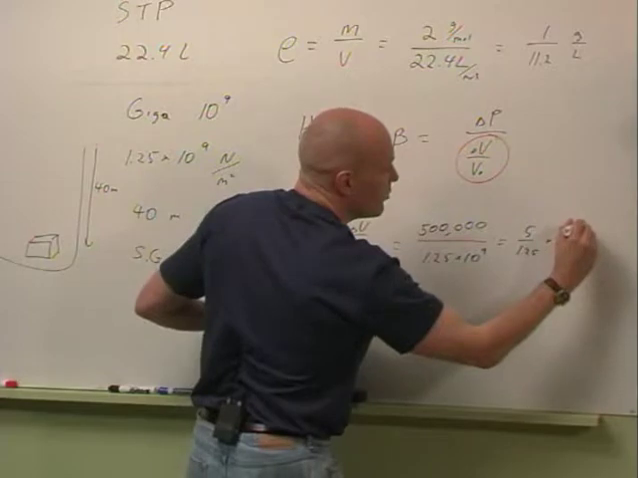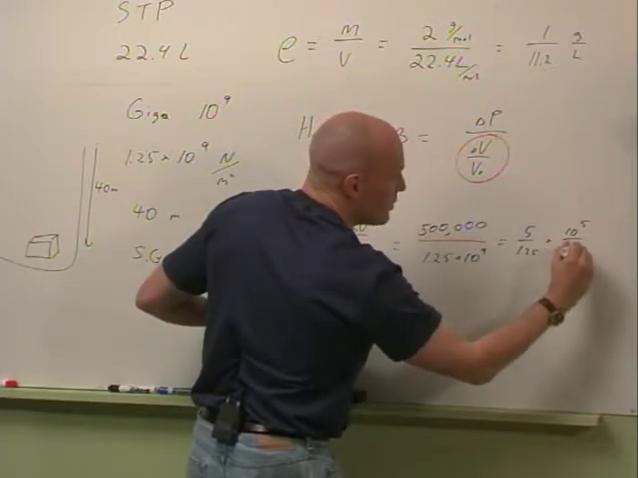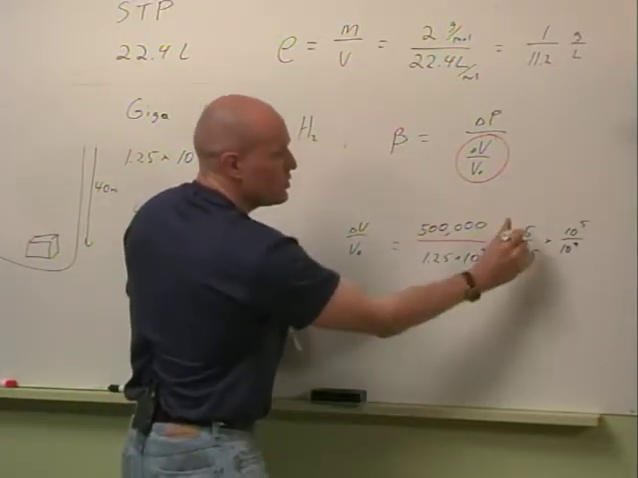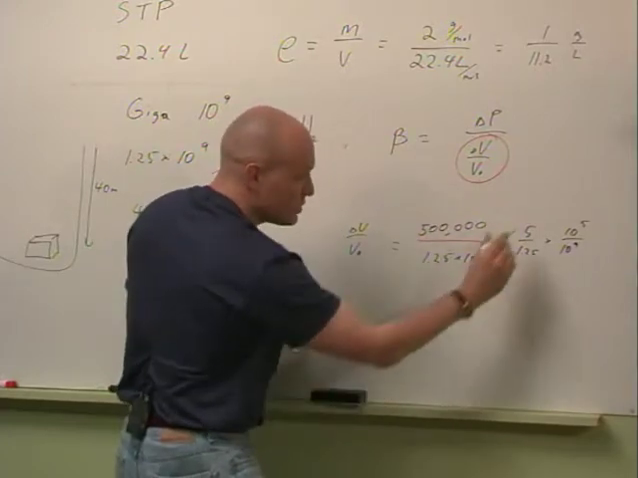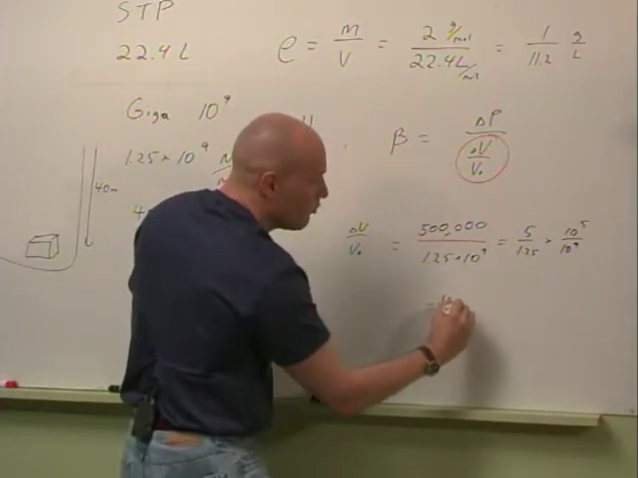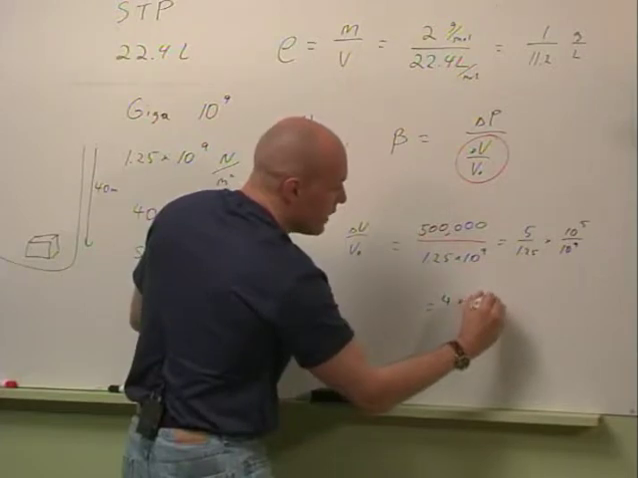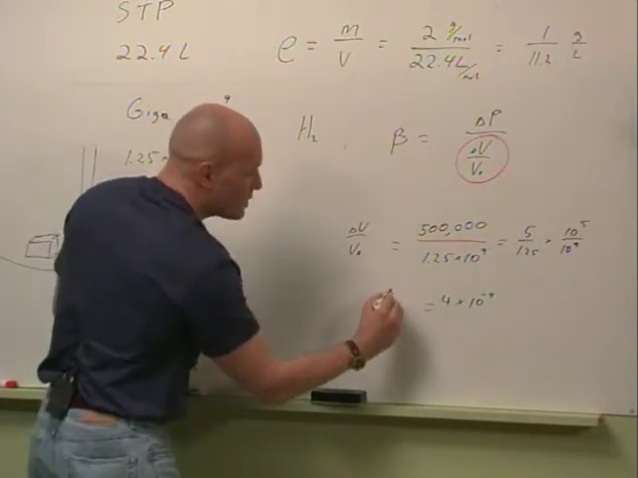And that's 10 to the 5th over 10 to the 9th. So that gives me, this is 1/5, right? I'm sorry, this is 4. That gives me 4 times 10 to the negative 4th. And that is my fractional.